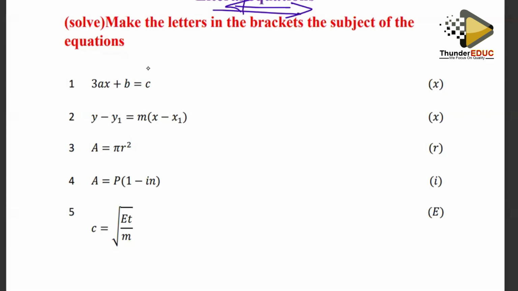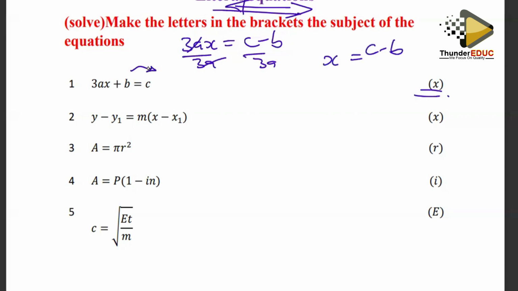So with the first one, 3ax plus b is equal to c. They want us to make x the subject. Sometimes they will say solve for x, or they will say make x the subject. So let's move the b to that side. So 3ax is going to be c minus b. Divide by 3a, and then divide by 3a. That cancels that, which means our x is (c minus b) over 3a. That's our answer.